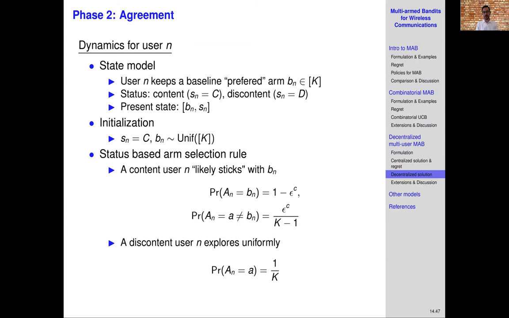A discontent user, on the other hand, explores uniformly. Note that exploration here is different than exploration done for estimating the rewards. Exploration here is done for the purpose of discovering the optimal allocation in a distributed way.